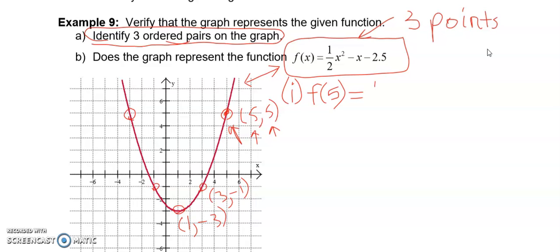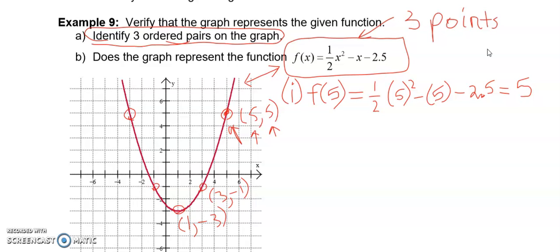So if you plug this in, you're going to have 1/2 times 5 squared minus, and then 5 again for the other x, minus 2.5. All right, now you plug all of that into your calculator and carefully work it out. And I'll just tell you what you're going to get back. You actually get back 5. Well, that's great.